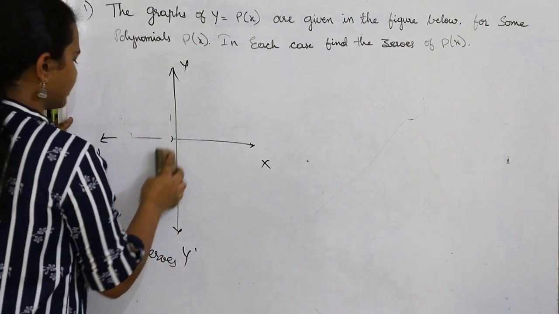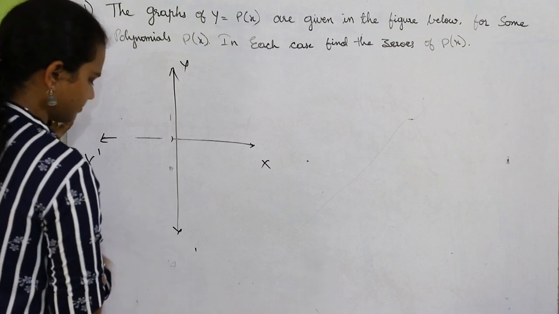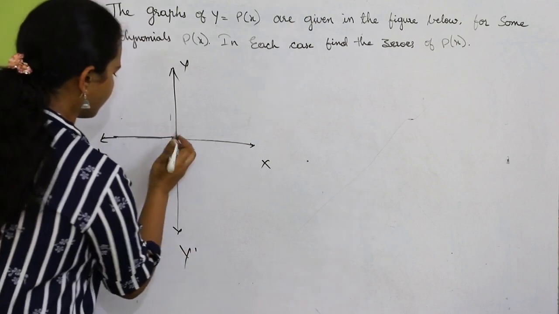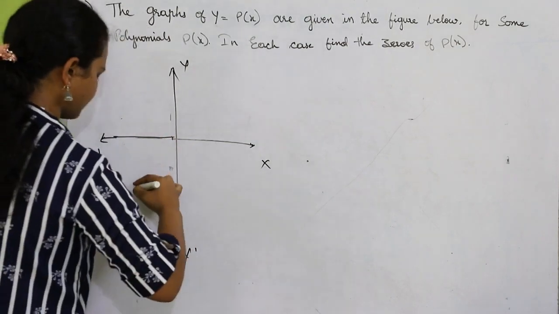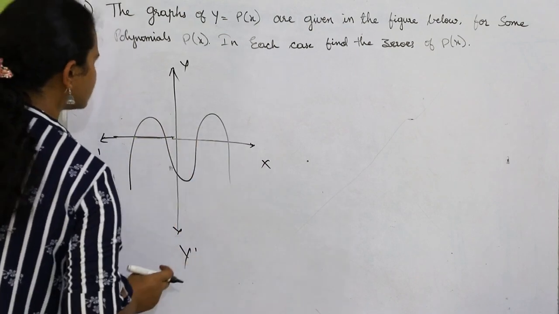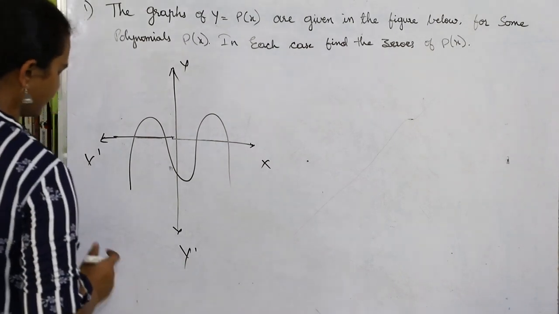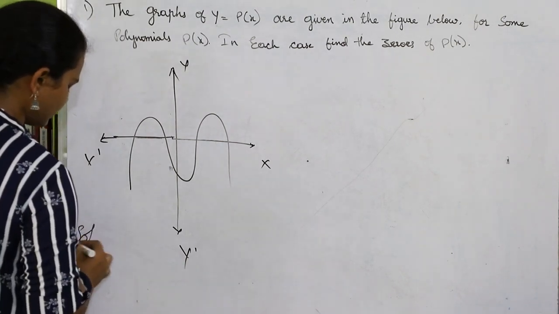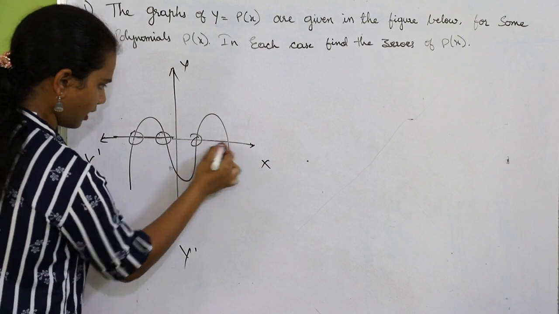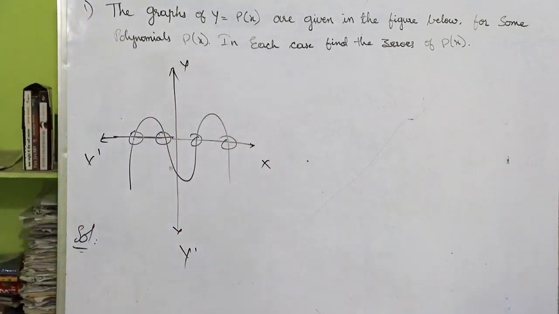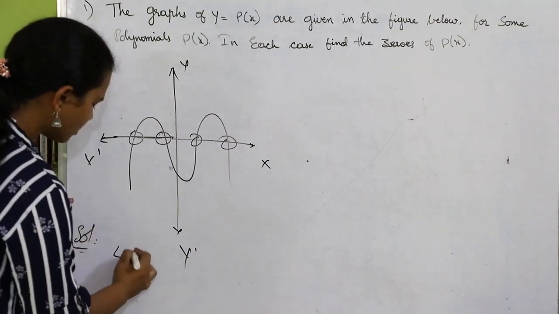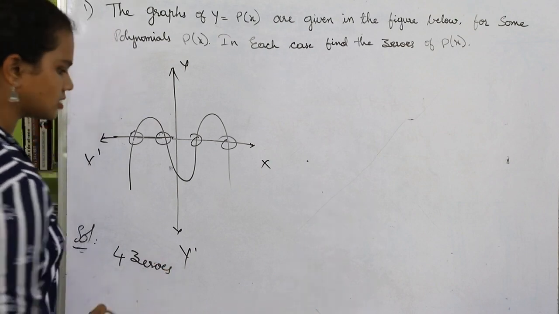Clear? Now what else? The 5th one and 6th. Now the 5th diagram is something like this. How many points are intersecting? 1, 2, 3, 4. 4 points. Very good. 1 over here, 2 over here, 3 over here, 4 over here. So 4 points are intersecting the x-axis of the given graph. So 4 zeros.